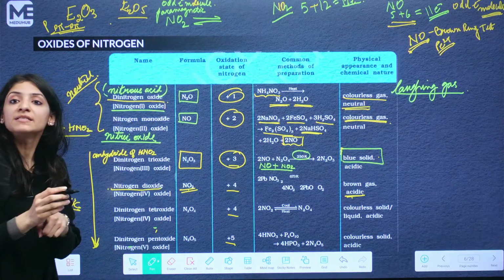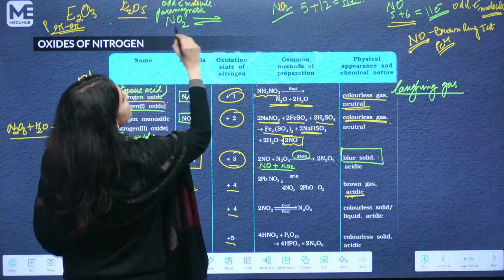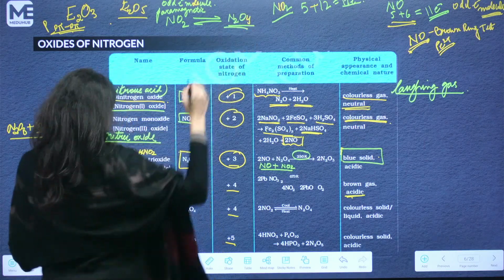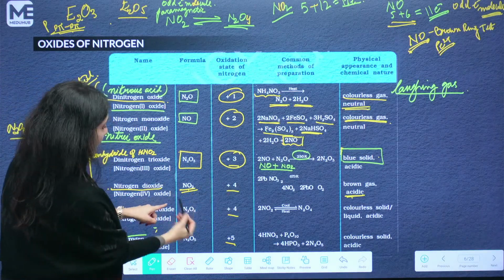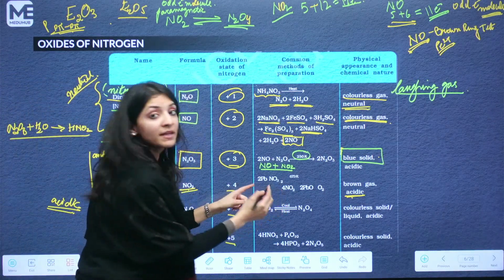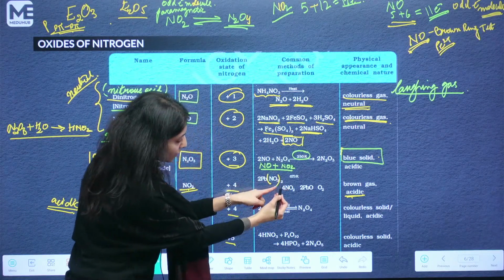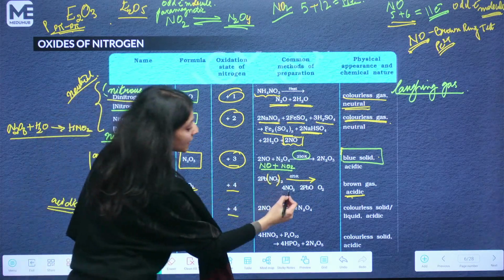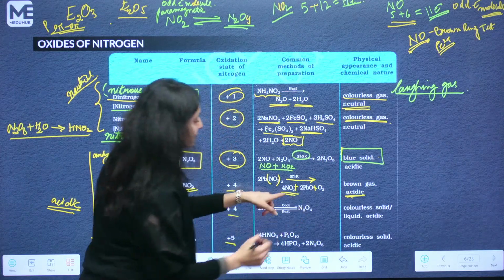It also has a tendency to dimerize, and it gives a dimer which is N2O4, which is the next oxide. We'll just come to that. Now, if we come to the preparation of NO2, it is formed by heating lead nitrate, Pb(NO3)2, upon heating to 673 Kelvin gives us NO2 plus PbO plus O2. So this is how you get this gas.